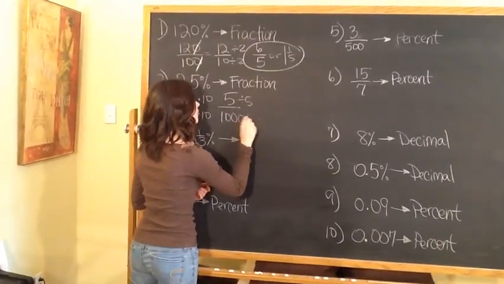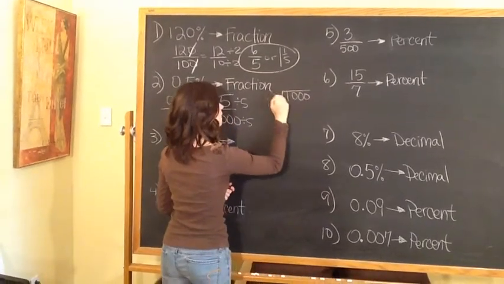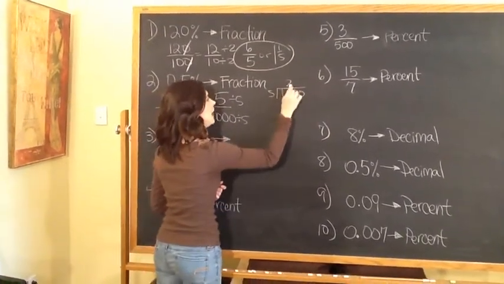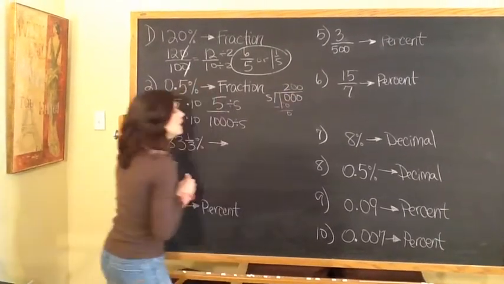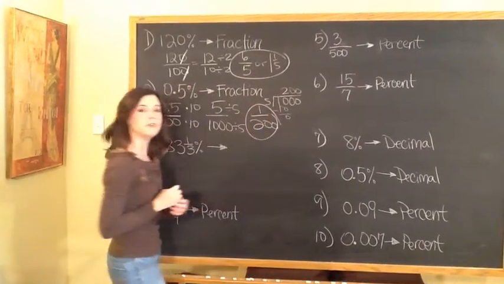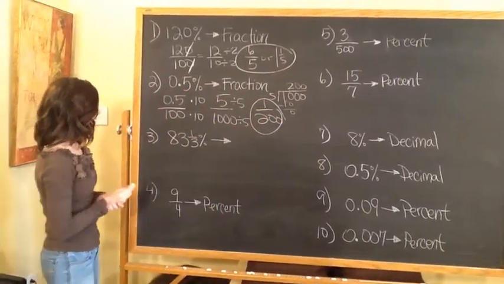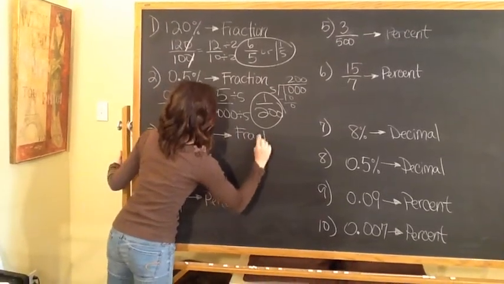Divide by 5. So if you divide 1,000 by 5, 5 goes into 10 two times, and then that's going to be 10, subtract, 0, and it's going to go in 0, 0. So we're going to have 1 over 200. That is our simplified fraction. All right, let's look at, we're going to change this to a fraction as well.